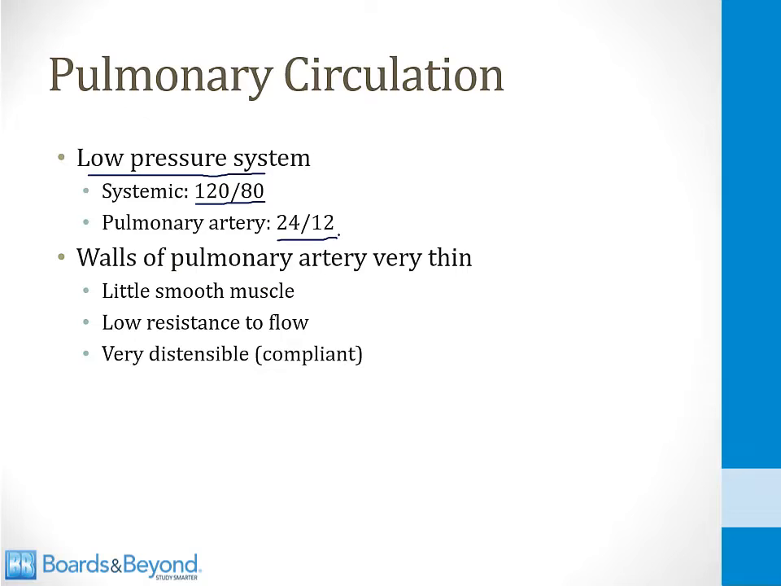For this reason, the walls of the pulmonary arteries are very thin relative to arteries on the systemic side of the body. They have less smooth muscle, they have less resistance to flow, and they are very distensible, meaning they are very compliant. This also has implications in our heart. As you know, the left ventricle is much thicker than the right ventricle, and that's because the right ventricle only needs to generate pressures like 24 over 12. It doesn't need to have enough muscular strength to generate high pressures like 120 over 80.